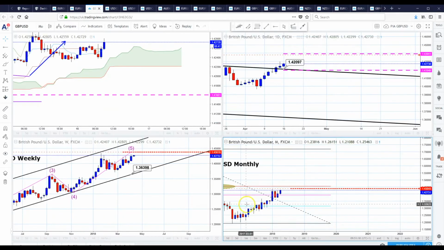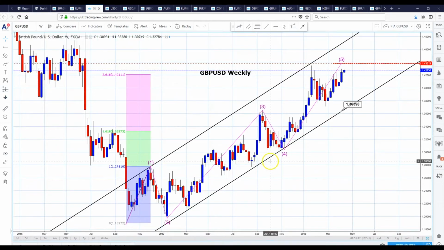If we go to the weekly chart, here we can see that we've got a bullish channel formation that we're holding on to quite well.